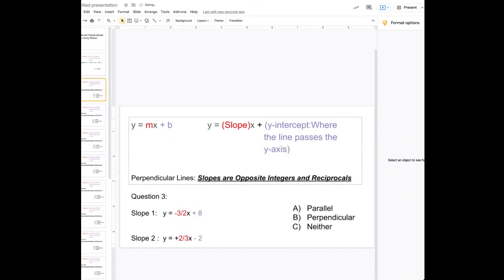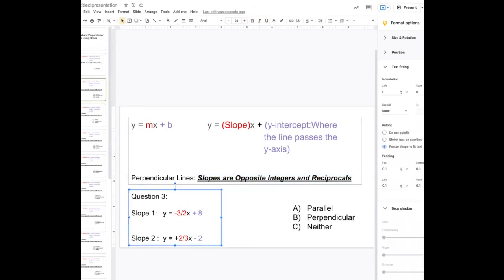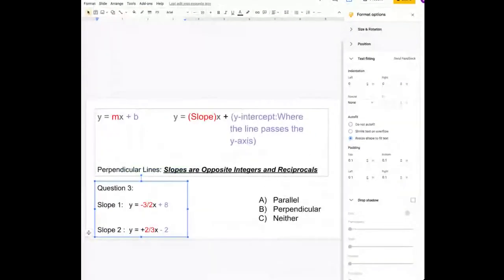The second example here is perpendicular slopes. What are perpendicular slopes? They are slopes that have opposite signs and are reciprocals. What does reciprocal mean? Reciprocal means you flip the numerator and the denominator, and I'll show an example of it. This is an example for perpendicular lines.